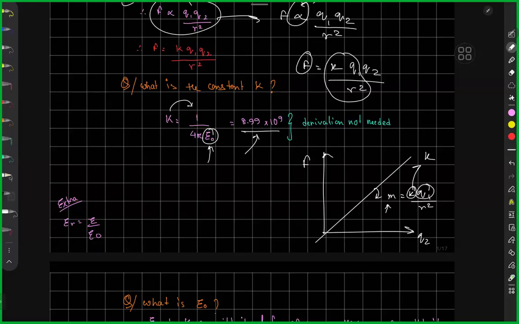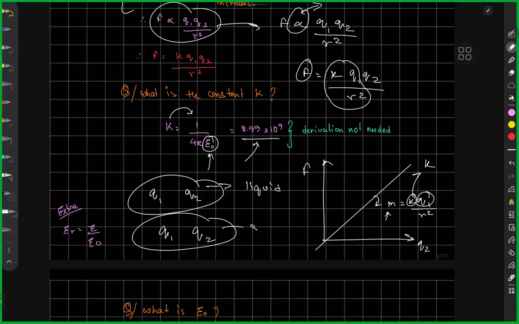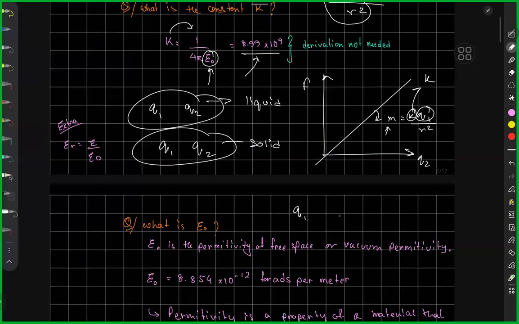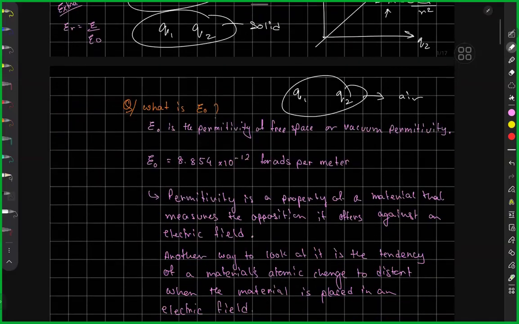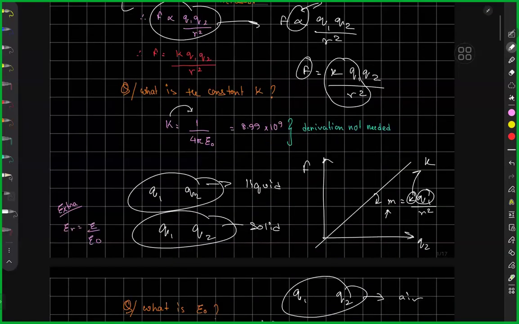Because they found out my K is actually changing with the different medium. What that means is when I have Q1 and Q2 in, let's say, liquid, when the charges interact in liquid, the force applied is different. And when my charges are in, let's say, solid, the force applied on each other is different. Again, when the charges are in air, the force applied on each other is different. Why is that? This constant K does not remain the same in all of these mediums.